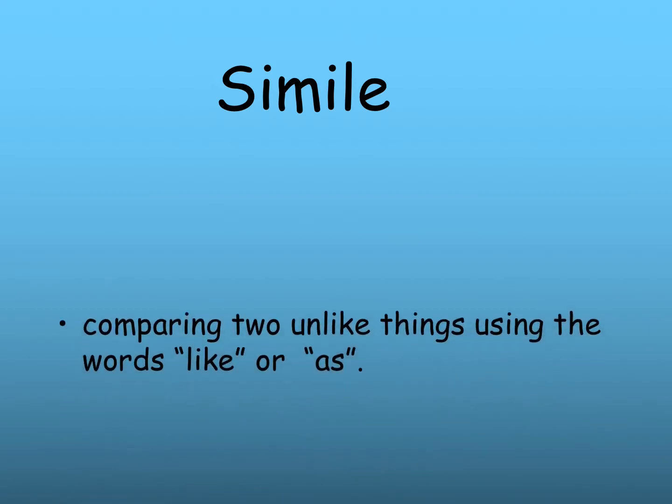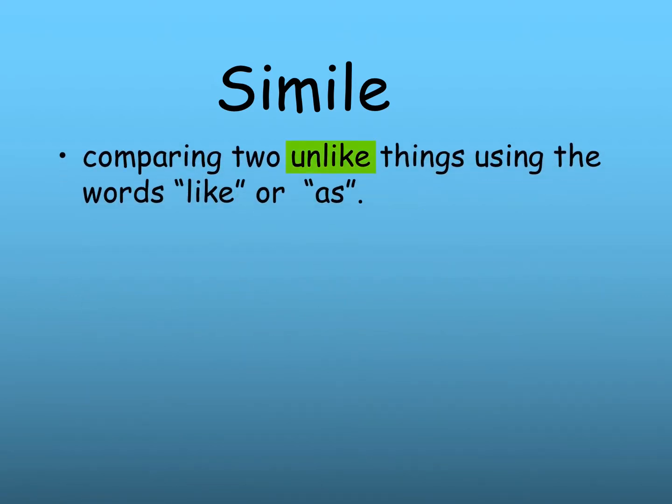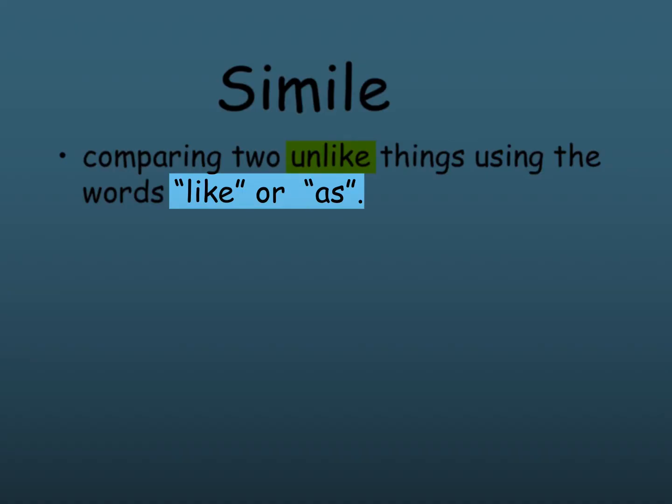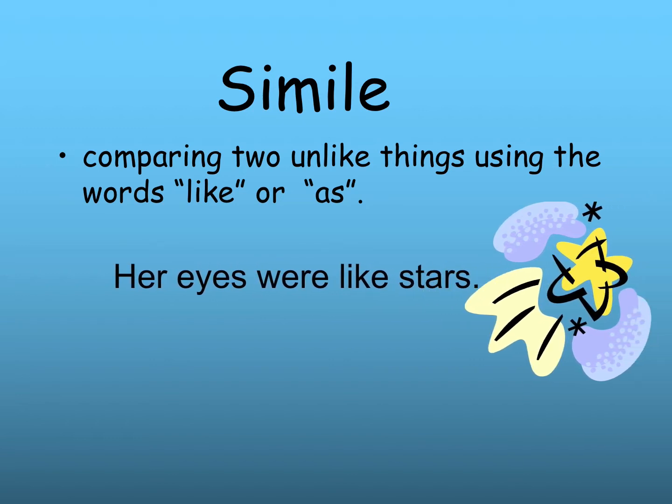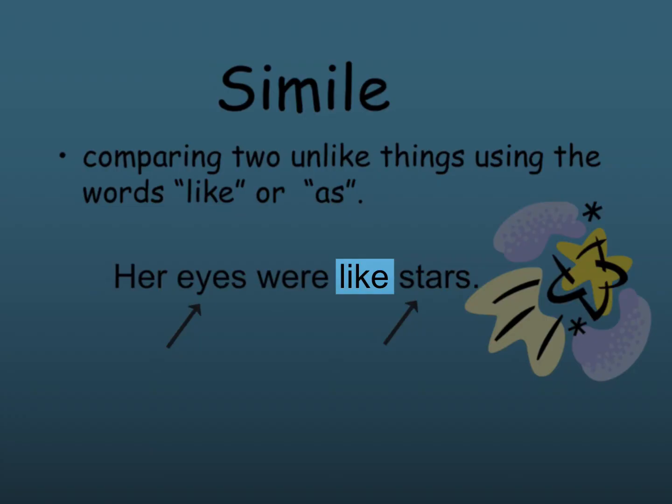Let's look at the first one, which is simile. Simile is when you compare 2 unlike things using the words like or as. So the word like or the word as has to be in there when you compare these 2 things that are not alike. For example, her eyes were like stars. You're comparing eyes to stars, and you notice the word like.